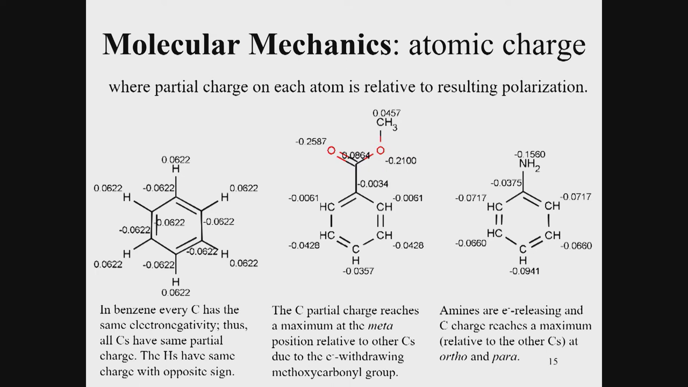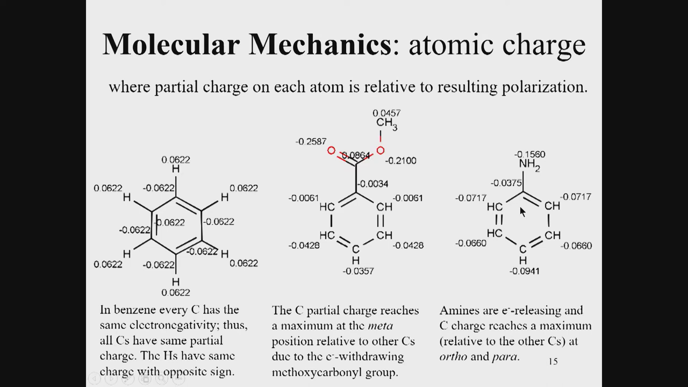Now, as we change the type of molecule into something more complicated, we find, for example, in this molecule that the partial charge on the carbons reaches its maximum at the meta position relative to the other carbons because the methoxycarbonyl group is electron withdrawing. And here, since the amines are electron releasing, the carbon charge reaches its maximum at the ortho and para positions here and here.